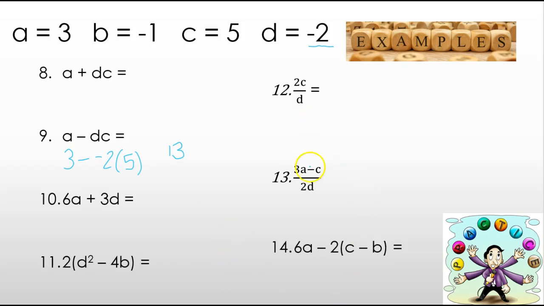Let's look at another one. Let's do number 12. So 2 times c is 5 divided by negative 2. So I have 10 divided by negative 2, and that's going to equal negative 5. And then I'll let you go ahead and try the rest of these. Again, you can use your calculator.